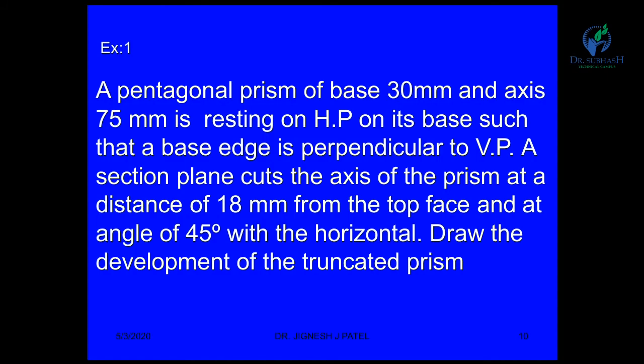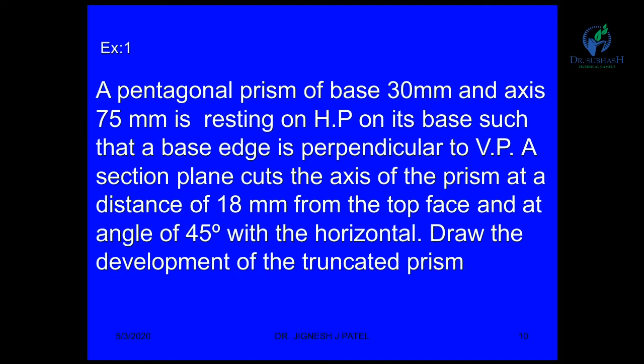One example: a pentagonal prism of base 30 mm and axis 75 mm is resting on HP on its base such that a base edge is perpendicular to VP. A section plane cuts the axis of the prism at a distance of 18 mm from the top face and at an angle of 45 degrees with the horizontal. Draw the development of the truncated prism.